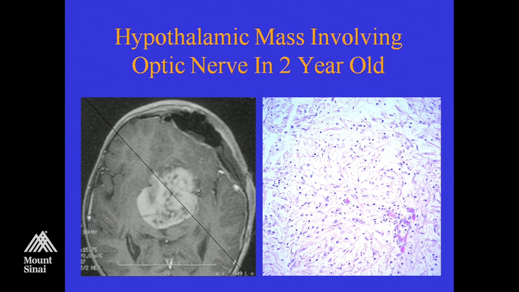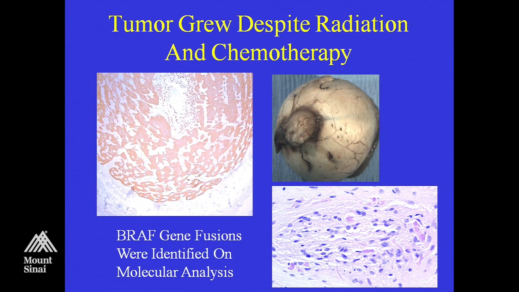Occasionally, as I mentioned, these things will start growing in the hypothalamus and secondarily extend down into the optic nerve. So here's an example of one of these that presented initially in a two-year-old. This tumor has some pilomyxoid features. You're not seeing the dense piloid gliosis with Rosenthal fibers. This is maybe not the perivascular orientation, but some pilomyxoid features to this one. And this tumor grew progressively through chemotherapy and radiation all the way down the optic nerve out to the globe.